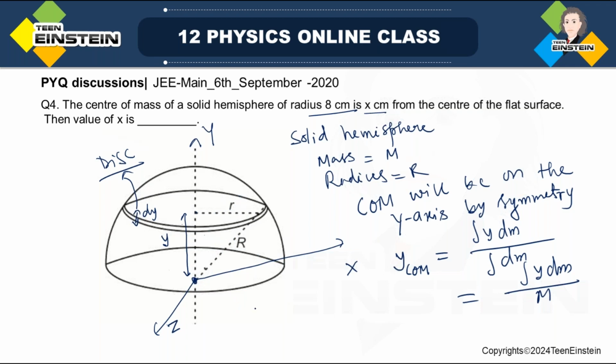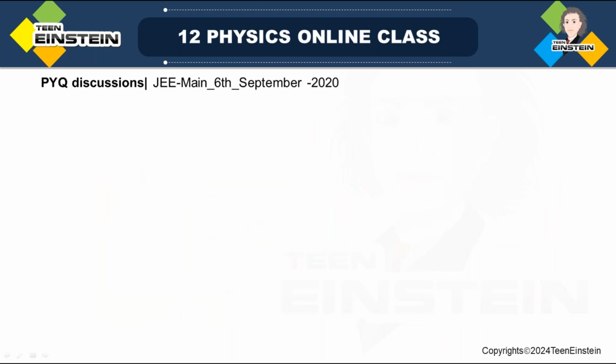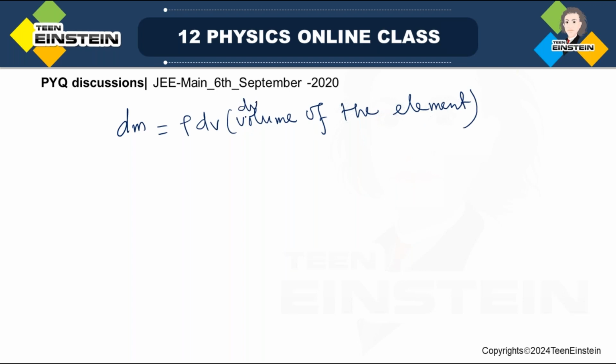Now so far everything is all right. Now look, I have to do y dm by M. What is this dm? dm is the mass of the elementary disk. So how to find out dm? I can find dm like this: rho into dv, where dv is the volume of the elementary disk, the disk element.